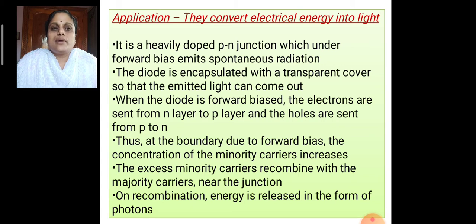When the diode is forward biased, electrons are sent from the N layer to the P layer and holes are sent from the P layer to the N layer. Thus, at the boundary, due to forward bias, the concentration of minority carriers increases. The excess minority carriers recombine with the majority carriers near the junction. On recombination, energy is released in the form of photons.